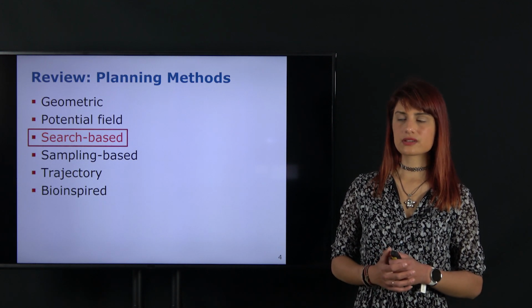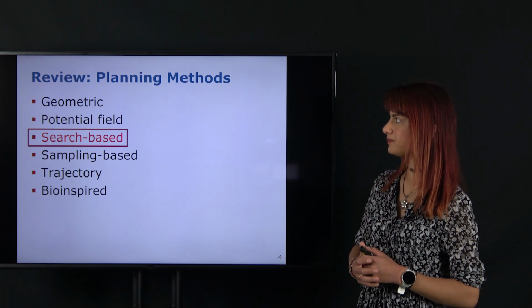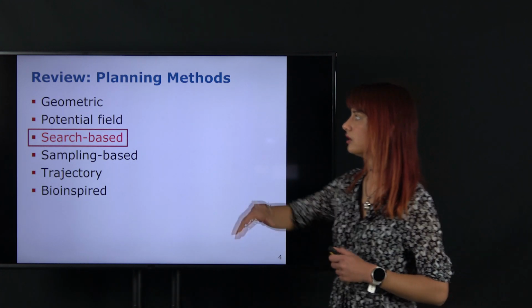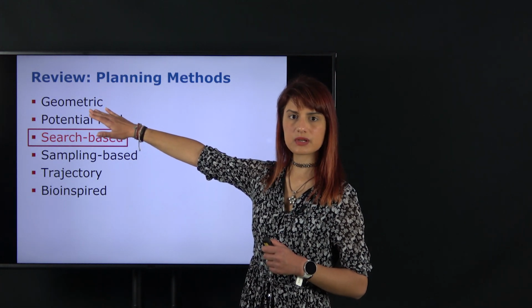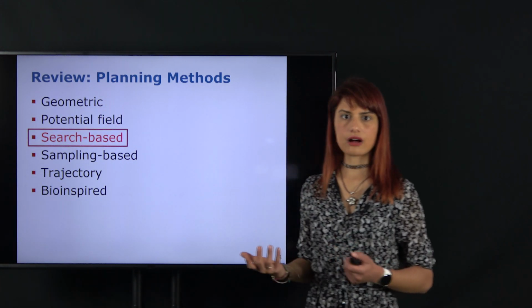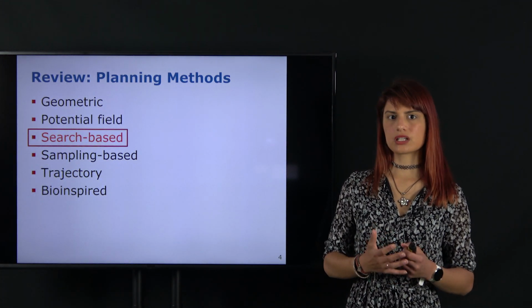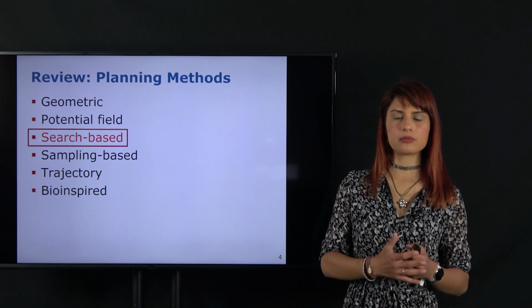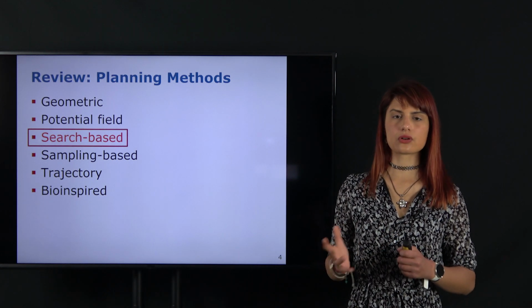In robotics, we can also combine them with some of the different strategies here. For example, we can use a geometric analysis of the robot workspace in order to create a graph or roadmap of where it can move. And then we can use a search-based algorithm in order to find the shortest possible path from a start to the goal.